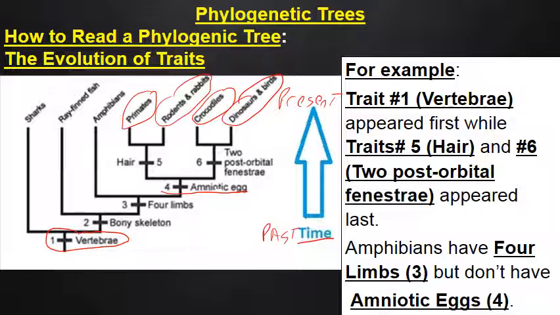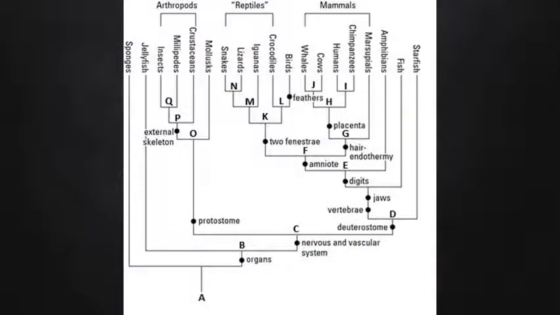Same thing goes with bony skeleton. Every organism has a bony skeleton except for the one that branched off before bony skeleton, which is sharks. Phylogenetic trees are the final result of similar equals common ancestor. And it's trying to communicate evolutionary history, starting with the past and going up to the present. So this would be the timeline, starting here and ending on top.